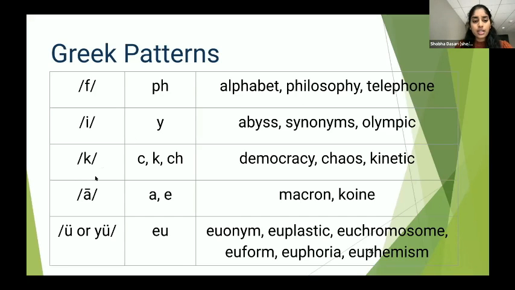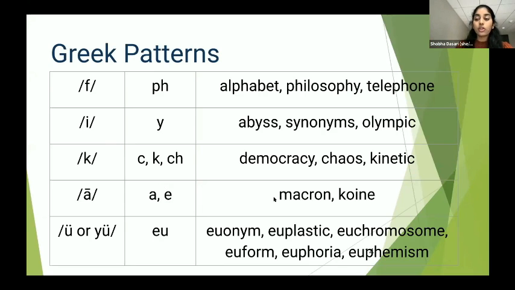The A sound in Greek can be spelled with an A or it can be spelled with an E, depending on the word. For the A sound, one example is macron. So you have the macron sound here. And then for the E, this word is pronounced koine. And so this E is making the A sound. Usually for words that are more like older Greek, and you can sometimes tell by the definition if it's referring to some Greek mythological thing or some ancient Greek thing, then you'll more likely have the E sound.